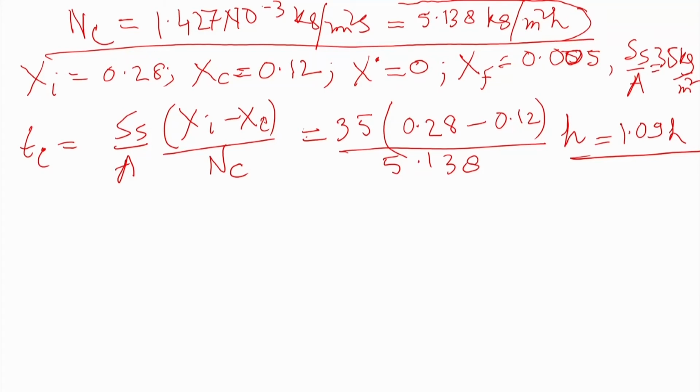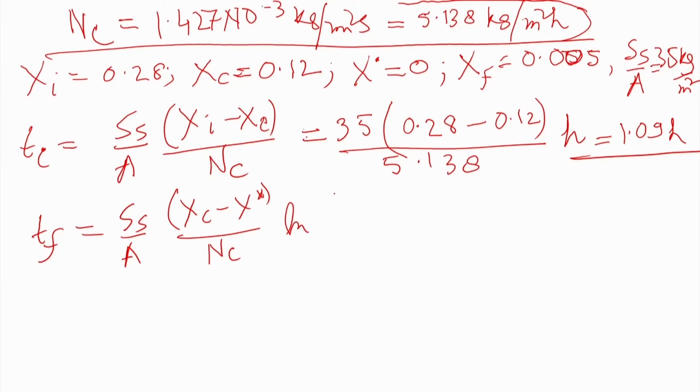And now, the falling rate period is linear with the moisture content. In that case, the formula will be: Ss by A into Xc minus X star by Nc into ln of Xc minus X star divided by Xf minus X star.